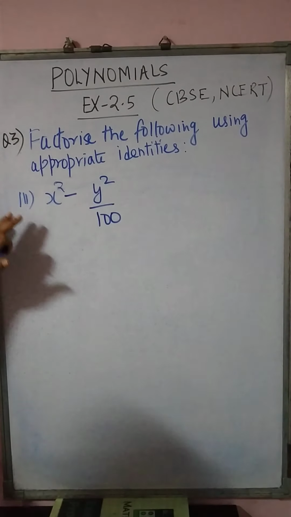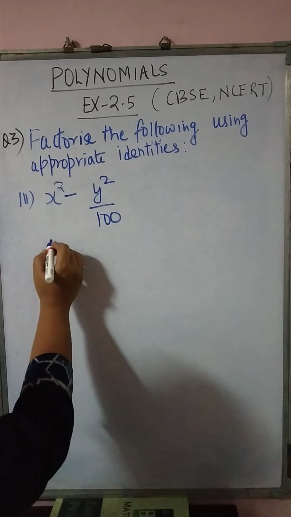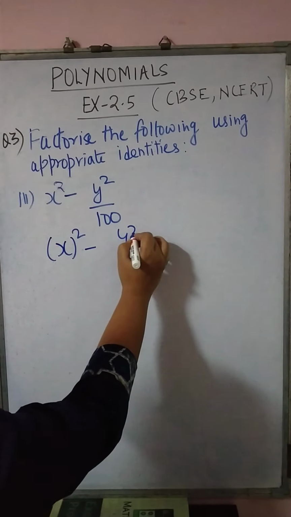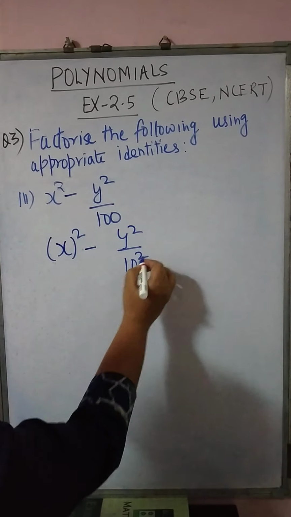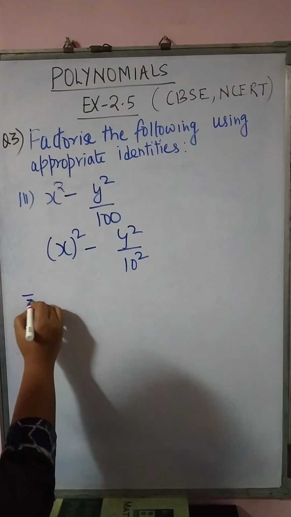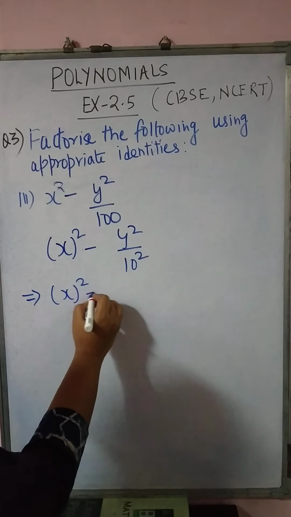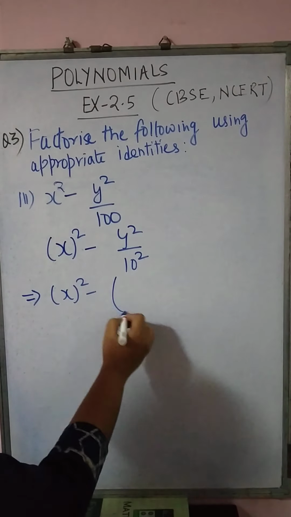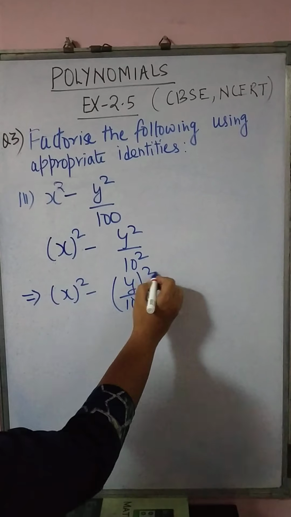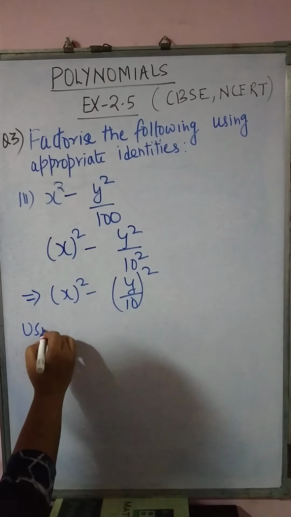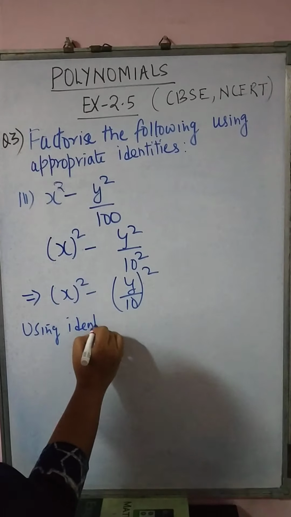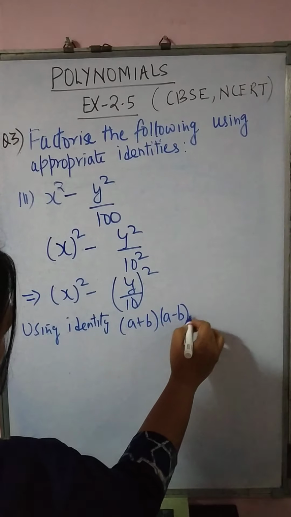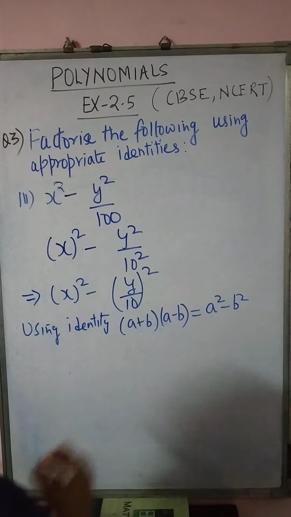Okay, question number 3, third part. x square can be written in this form. y square, and 100 can be written as 10 square. So this implies x square minus y square by 10 square. 2 is the common power in both numerator and denominator, so it can be written as y by 10 whole square. So using the identity a plus b into a minus b is equal to a square minus b square.